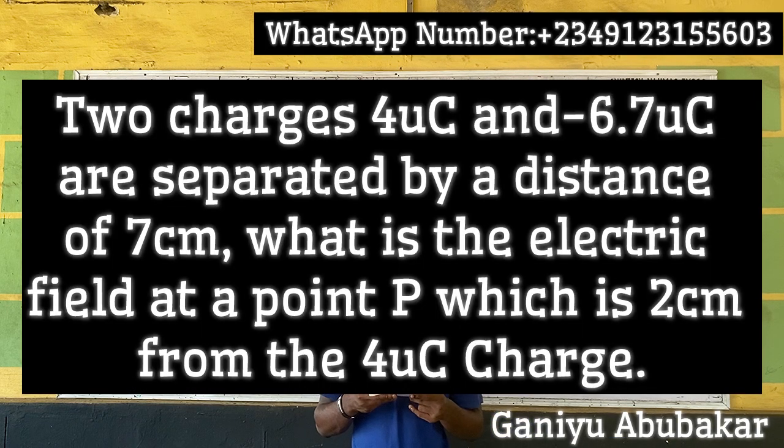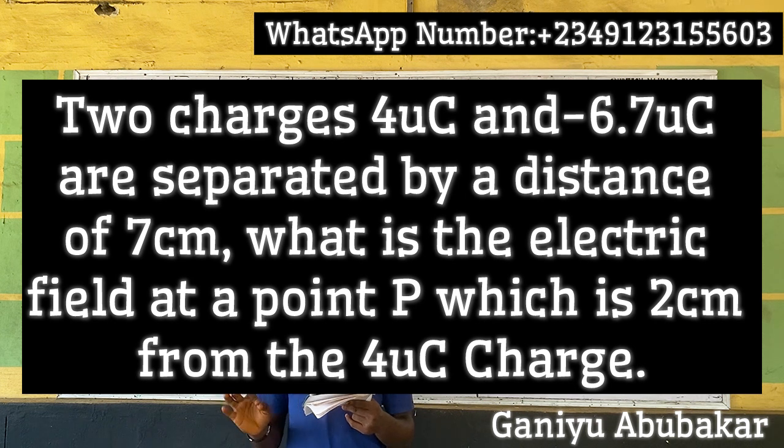Example 2 says: two charges, 4 microcoulomb and negative 6.7 microcoulomb, are separated by a distance of 7 cm. What is the electric field intensity at a point P which is 2 cm from the 4 microcoulomb charge?